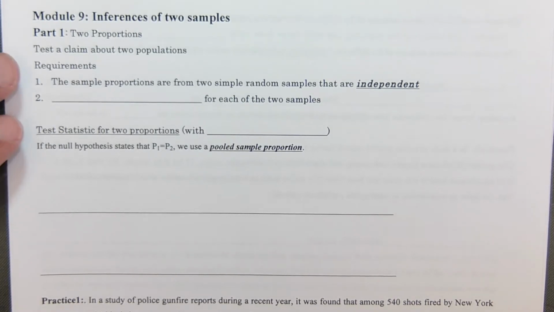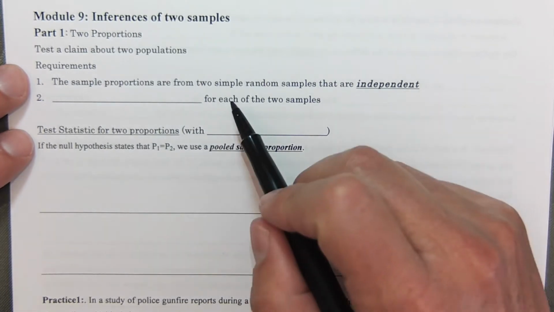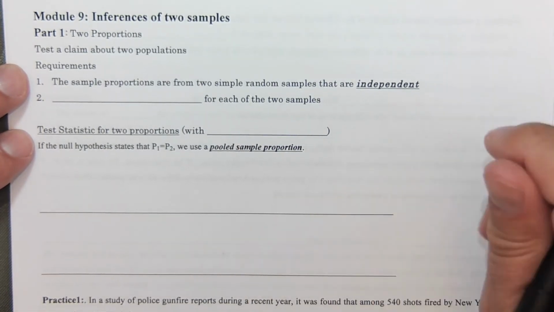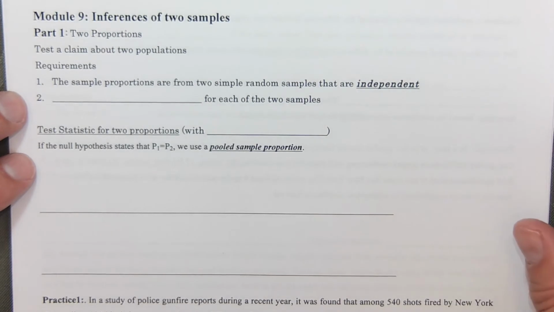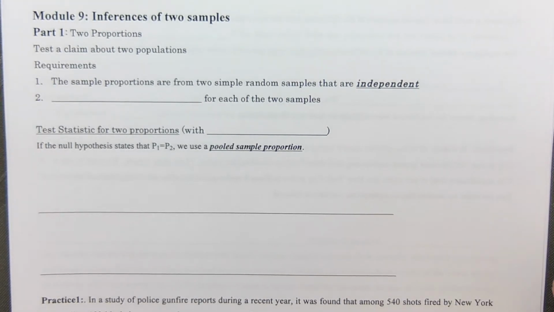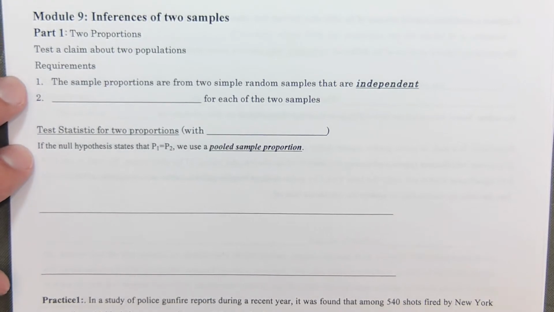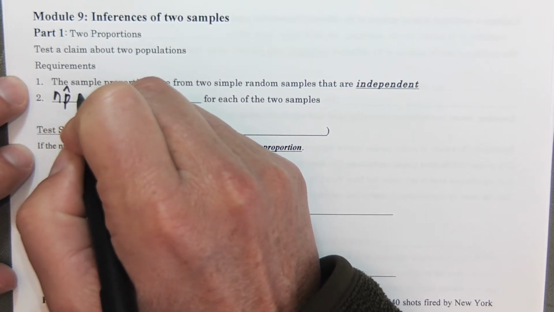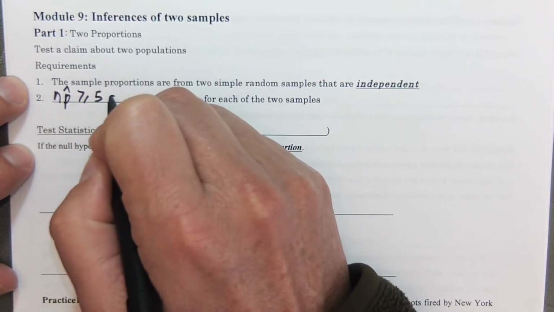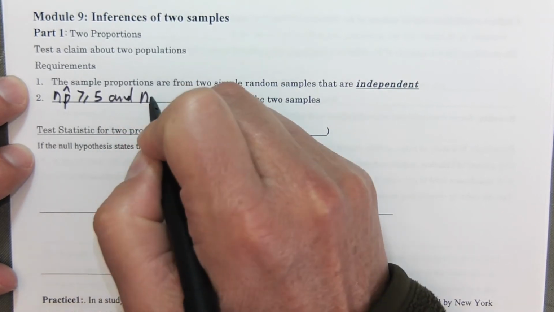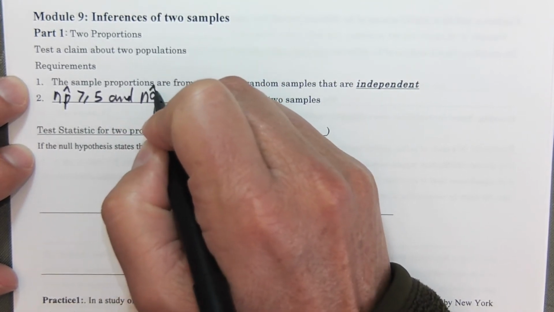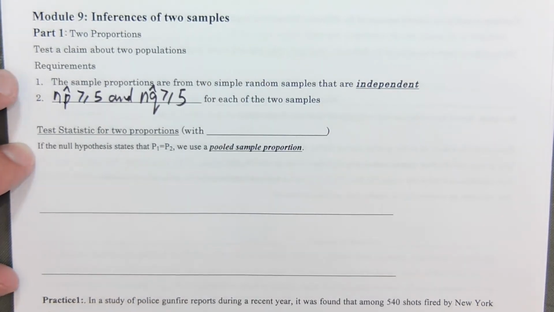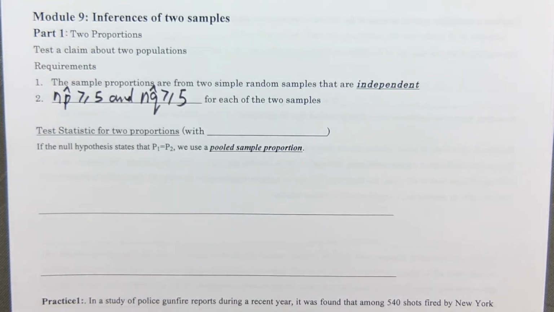And one of the requirements is it's got to be simple random samples and that they are independent of one another, meaning that the two samples that are collected need to be completely isolated from one another so that there's no contamination. In addition to that, we need that n times p hat is bigger than or equal to 5, and n times q hat is also bigger than or equal to 5. And again, that has to do with the population size and things like that.